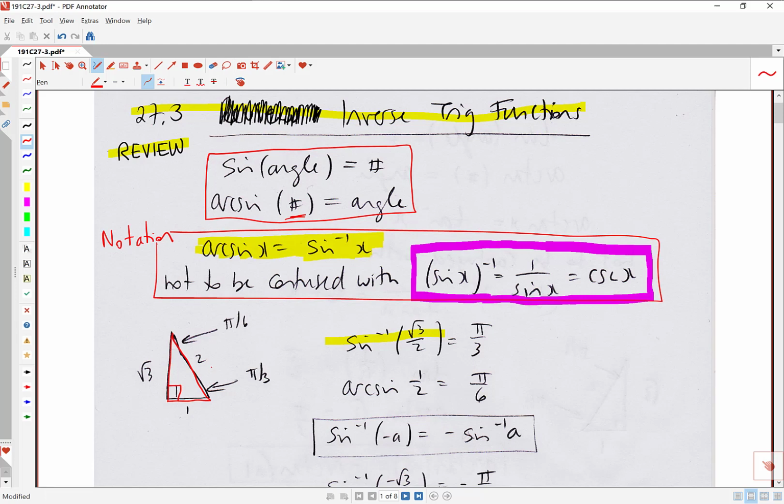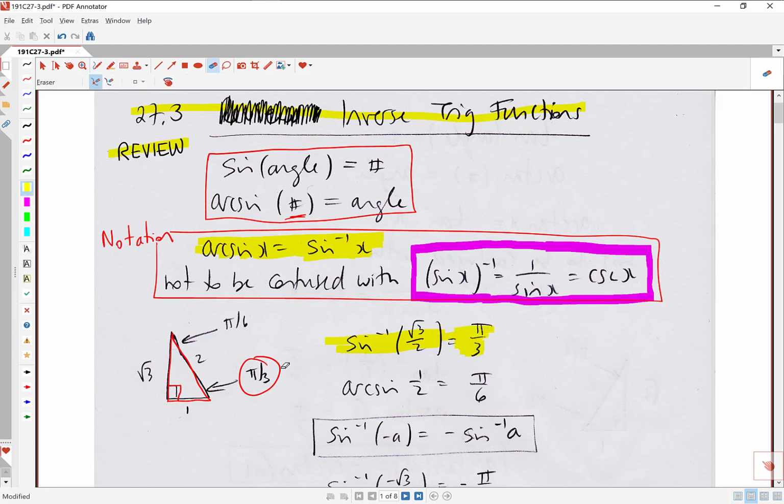So if we ask what angle has a sine value of √3/2, that's what we're trying to figure out here, we'd say, well, sine is opposite over hypotenuse. So what angle in this triangle has opposite over hypotenuse equal to √3/2? That would be this guy. Its opposite is √3, hypotenuse is 2. So arcsine of √3/2 is going to be pi/3.